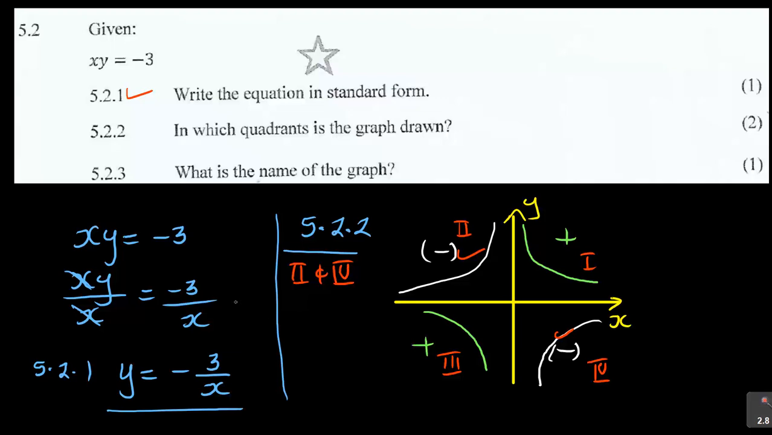Then 5.2.3, what is the name of the graph? This is a hyperbola.